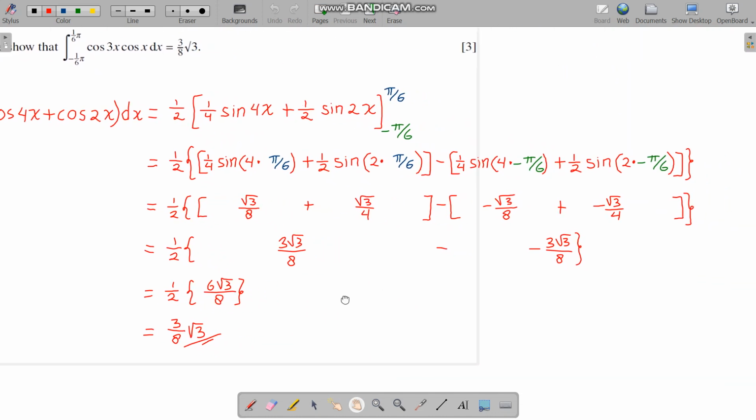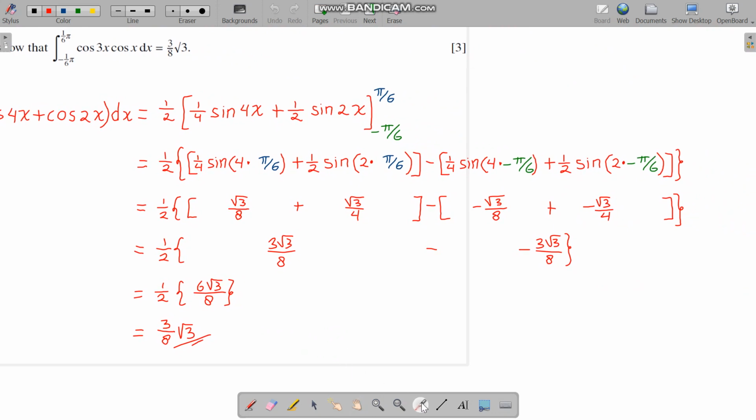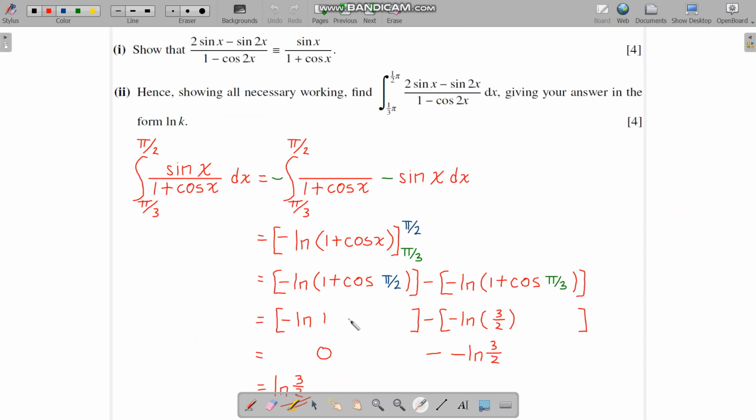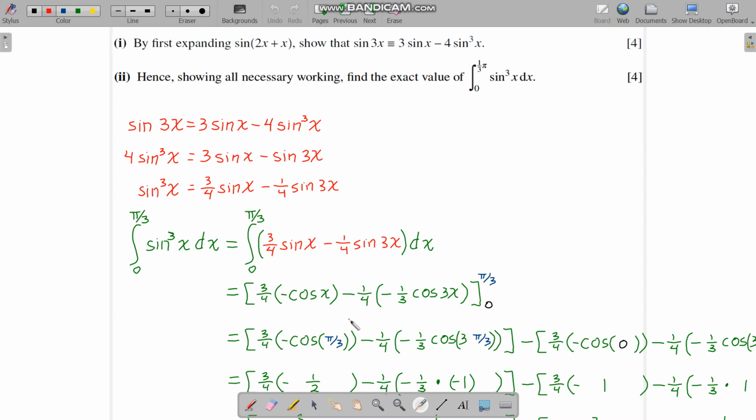We can replace the x with the terminals, pi over 6, replace with minus pi over 6, and use a calculator. You get this. You can simplify again using a calculator, and you get the final answer. This is just all calculator work. Alright, now let's try something else.